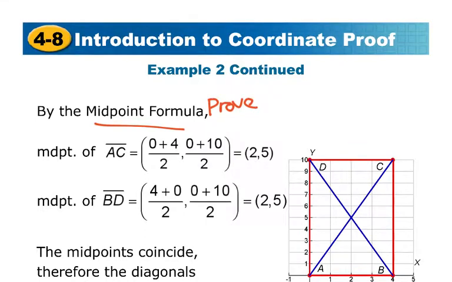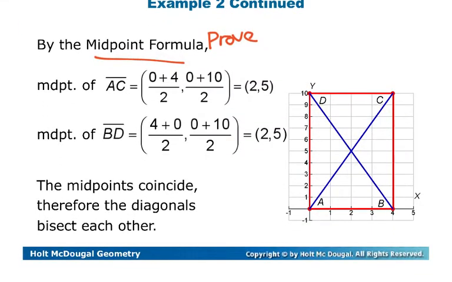Okay, so in that case, we've got our midpoint, and if we put in the coordinates of A, 0, 0, and the coordinates of C, which would be 4, 10, we get 2, 5 as our center. Same thing happens with BD, so if we put in the coordinate of B, which is 4, 0, and then the coordinate of D, which is 0, 10, we add, divide by 2, finding that average, and we get the same midpoint of 2, 5.